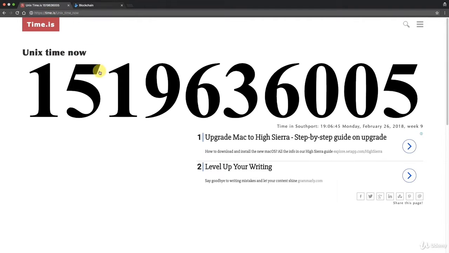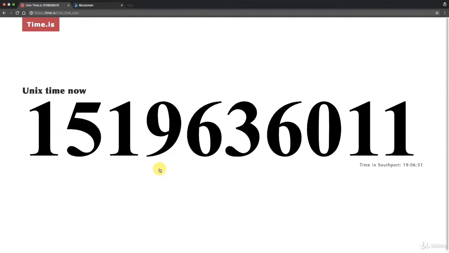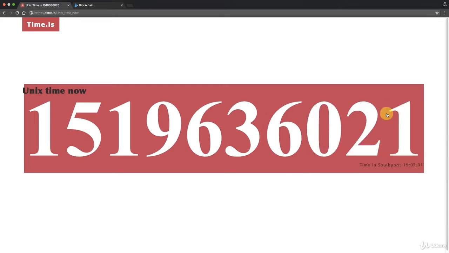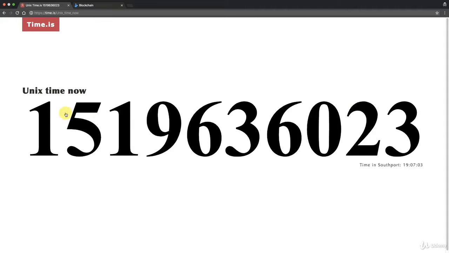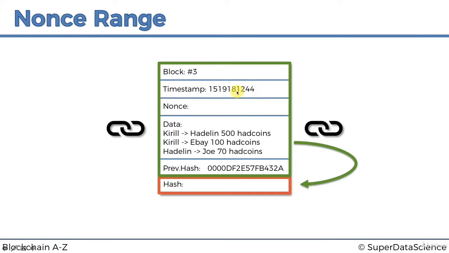If we go to time.is/Unix time now, with capital U, this is the current Unix time. The Unix time is the number of seconds that have passed since the 1st of January 1970. This time is often used in computers and programming because it's so convenient, it's pretty much universal. And if we go back here, that's the Unix timestamp, and it gets updated every single second. So what that does for us is it creates a loophole. It creates a solution to our problem.